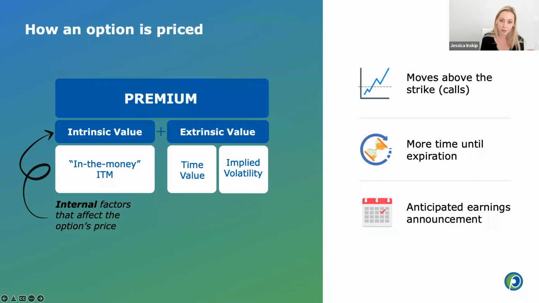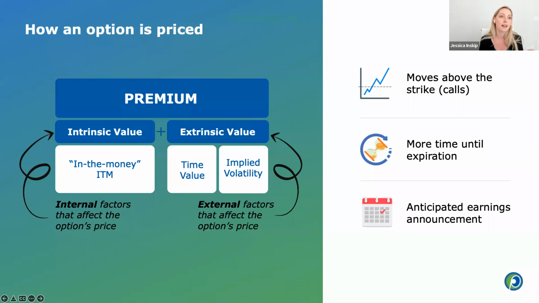A good way I like to remember that is intrinsic value is internal factors that affect the option's premium, and extrinsic is purely external. A question that I used to get a lot is, why is my option not moving in tandem with the security? A lot of that has to do with the external factors that are affecting the option's premium. It's not purely the underlying security that determines the actual value of the option's premium.